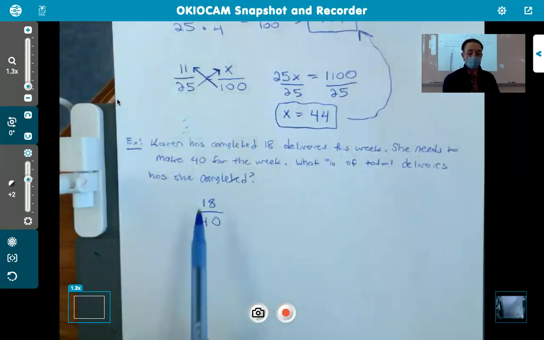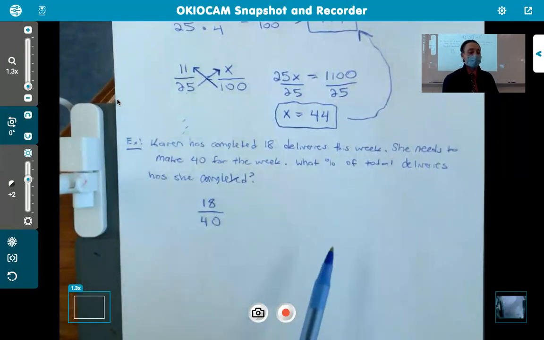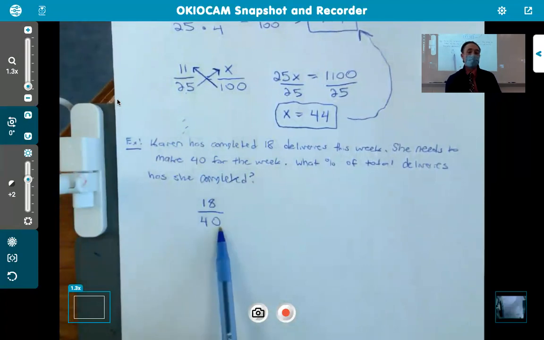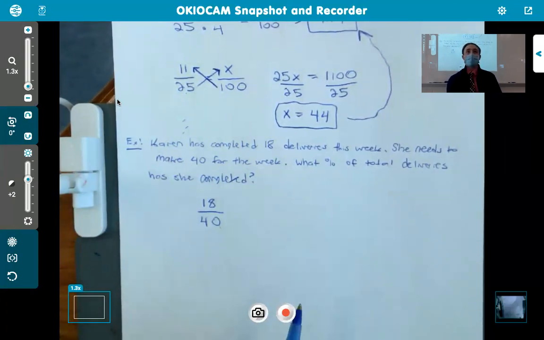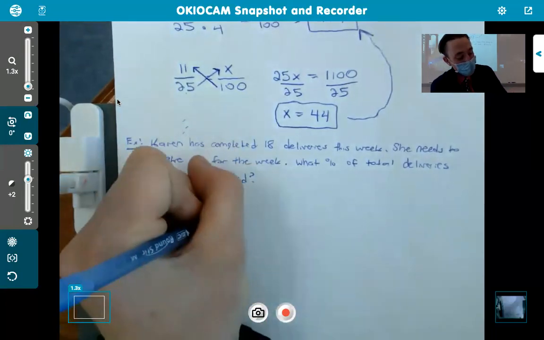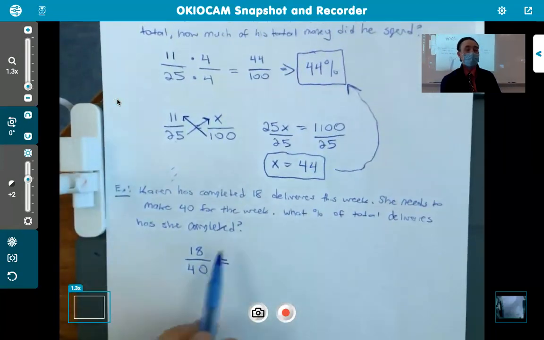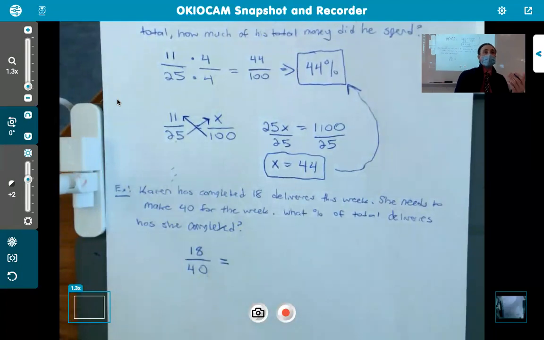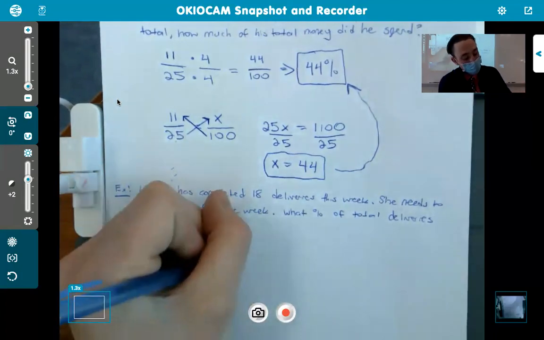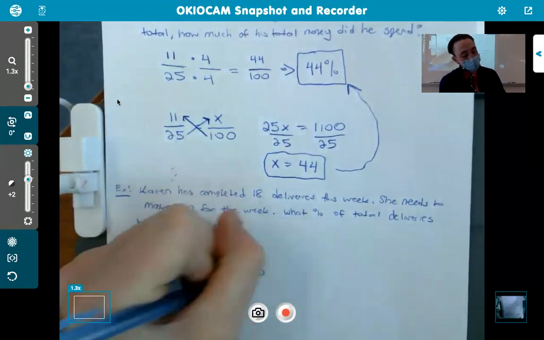Well, this is a situation where I might not know exactly what I need to multiply 40 by to get to 100, right? It might not be a nice even number. It could be a decimal, something that might not be easy to work with. So I'm going to go ahead and set up my proportion again. You're always going to set it equal to something out of 100 because that's what we're dealing with when we're talking about percentages, right? They're always out of 100. So I'll set 18 over 40 equal to x over 100.